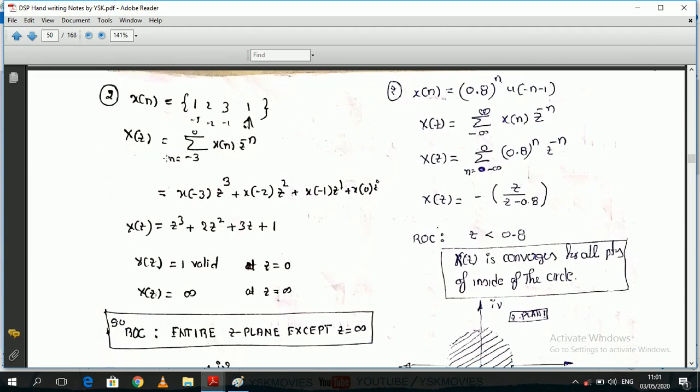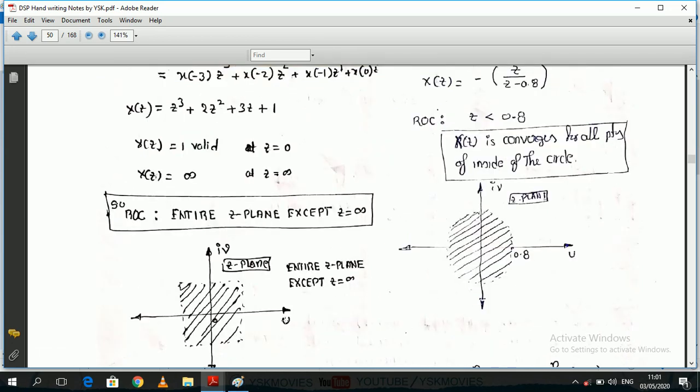So X(z) is equal to the sum from n equal to minus 3 to 0 of x[n] z power minus n, and this is the formula. And X(z) is valid for z equal to 0, we get the value 1, and z equal to infinity, infinity. So that means where we get the infinity, that does not exist. So what is the ROC? Entire z plane except z equal to infinity.